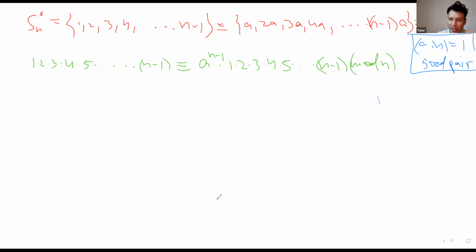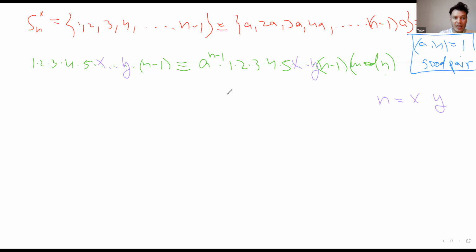If n is not a prime, then n is going to be a product of at least two numbers. So n is going to be a product of some numbers, x times y. Somewhere here is going to be an x, somewhere here is going to be a y.